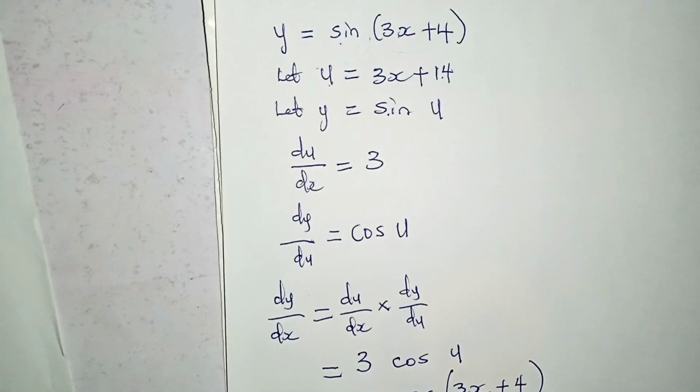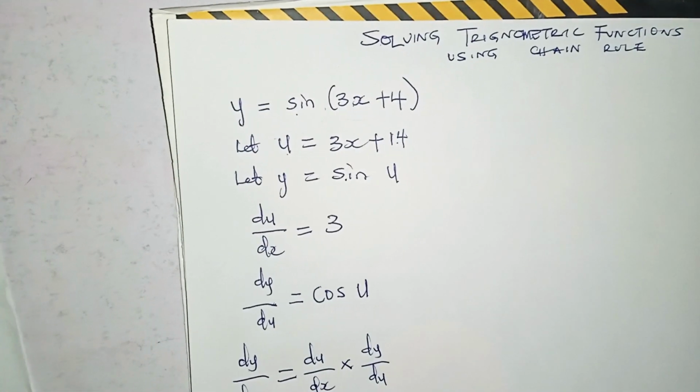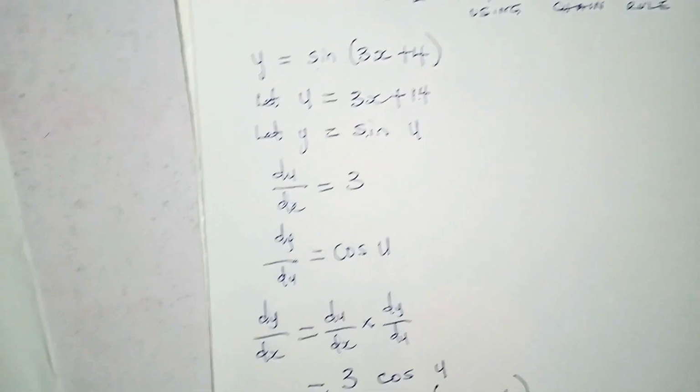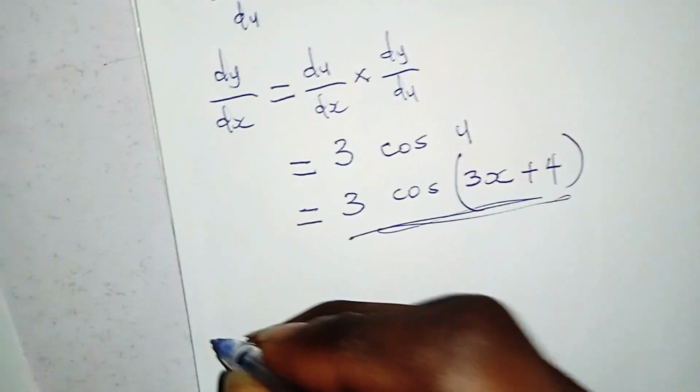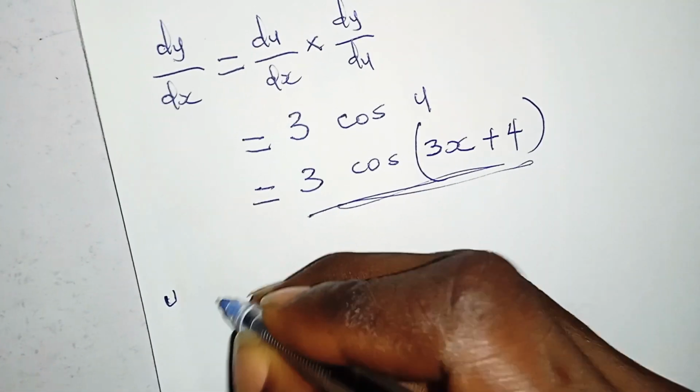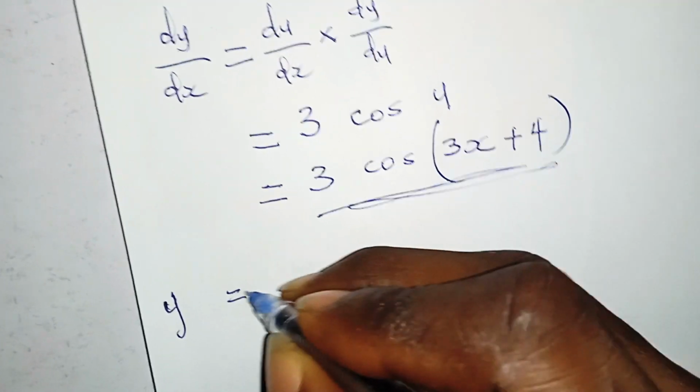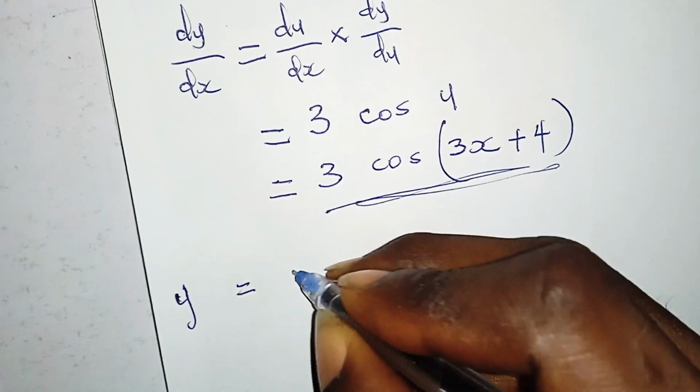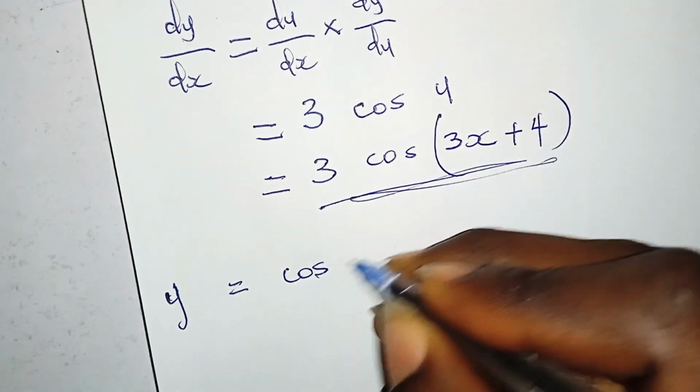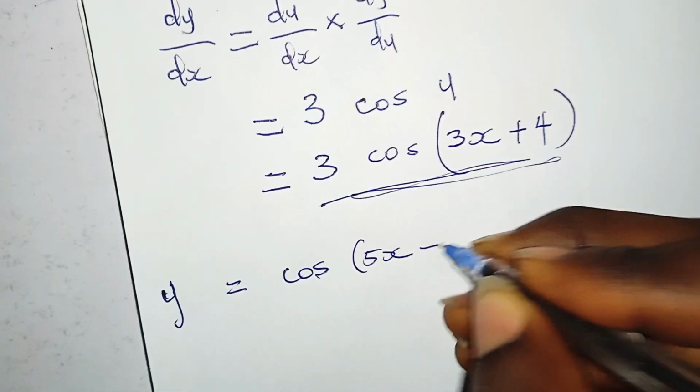So today we are solving trigonometric function questions using the chain rule. So let's move to the second part. They say y is equal to cos of 5x minus 1.